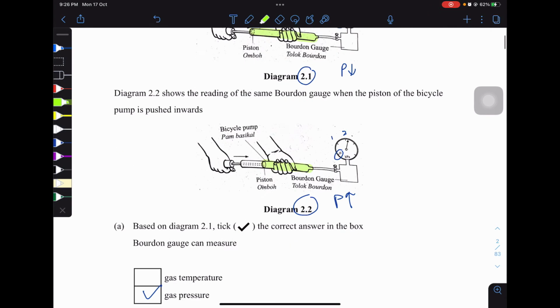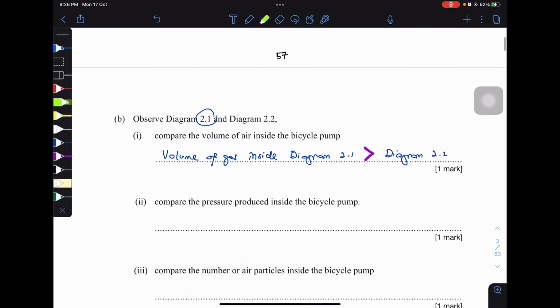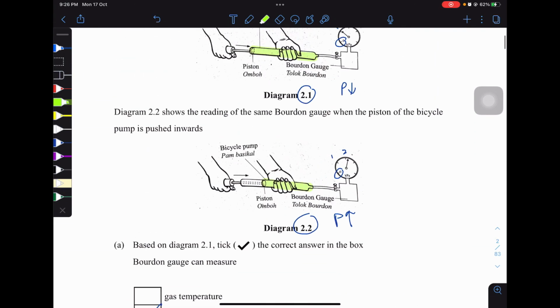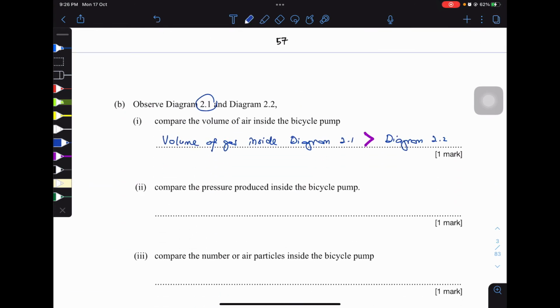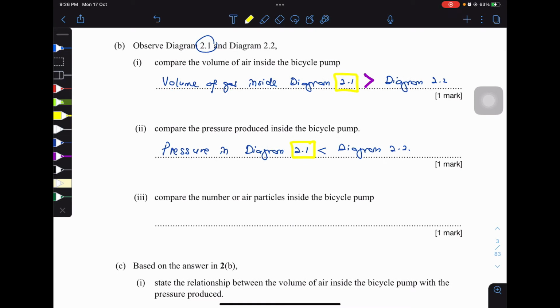Next. Compare the pressure produced. That's obvious, as before. Pressure in diagram 2.1 is less, so your answer: pressure in diagram 2.1 is less than that in diagram 2.2. Just make sure you write 2.1 first. Then compare the number of air particles inside the bicycle pump. What do you think?